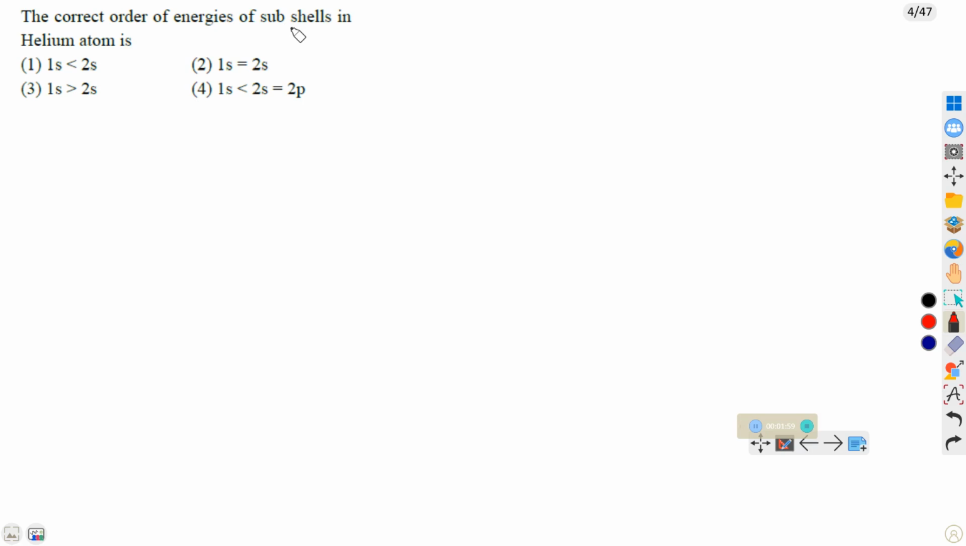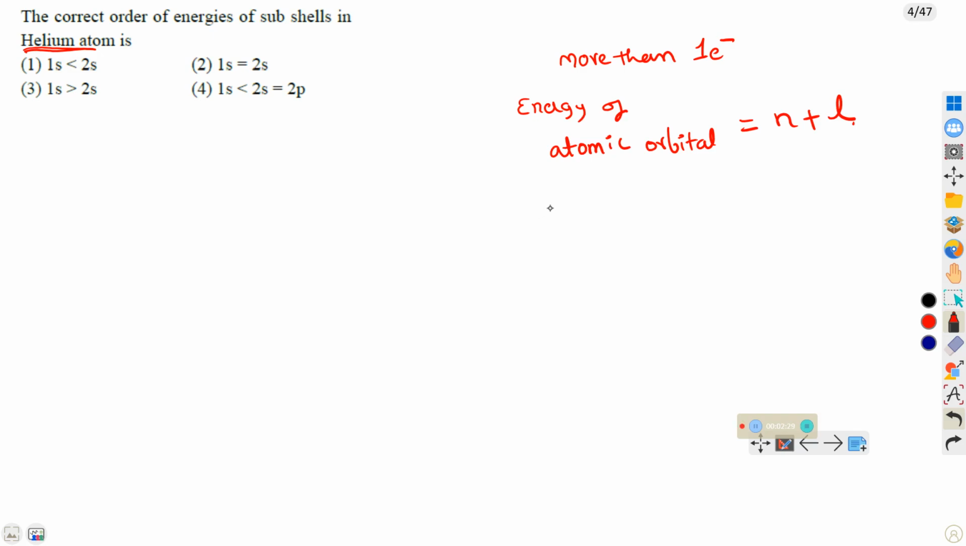The correct order of energy of subshell in helium atom: more than one electron is present. If more than one electron is present, energy of atomic orbital is calculated by using n plus l value. Based on that, 1s energy is less than 2s energy. First option correct.